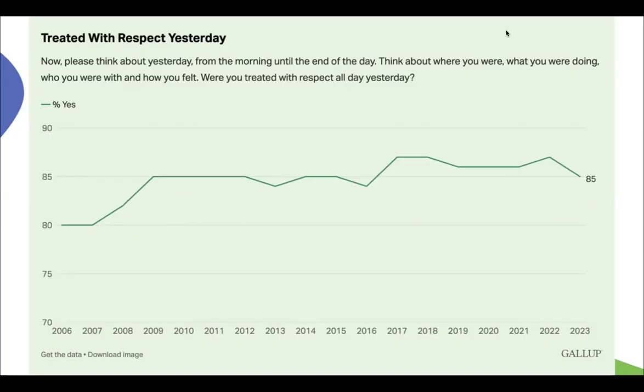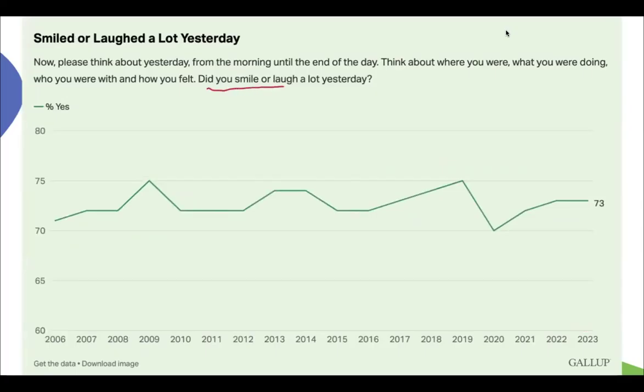Treated with respect. Were you treated with respect all day yesterday? And you see, this definitely went up over the years from 2006, around 80, to 2023, around 85. And then we have, did you smile or laugh a lot yesterday? It looks like this data took a dip in 2020, which we all remember was the pandemic.